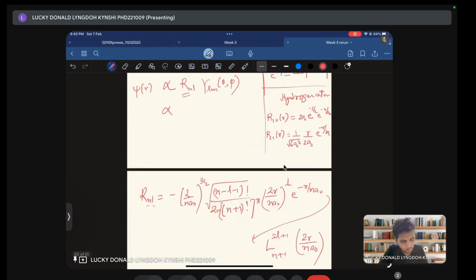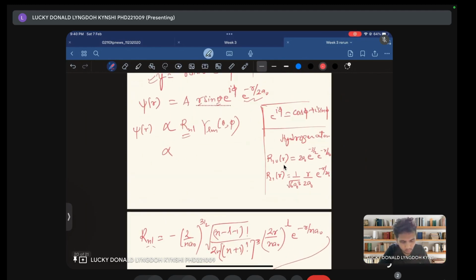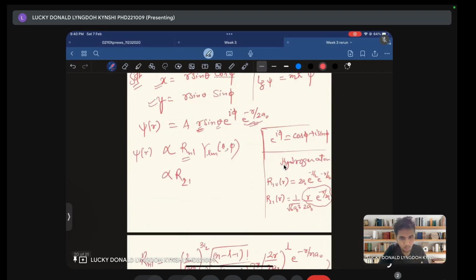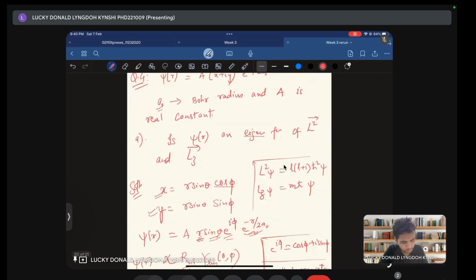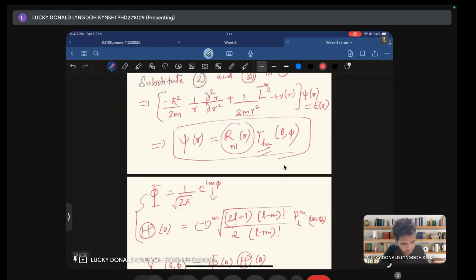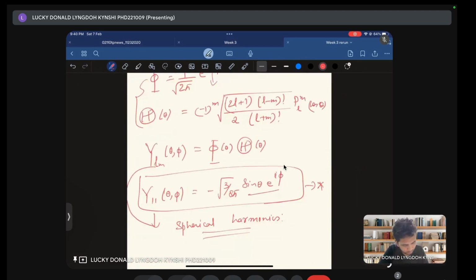Now if you look at it, the radial part depends upon the variable r, and e to the power minus r divided by 2a naught, which is exactly this term here. So you can represent it as R21. Whereas Y of lm of theta and phi depends upon sine theta e to the power of i phi. If you look again, sine theta e to the power of i phi is Y11.